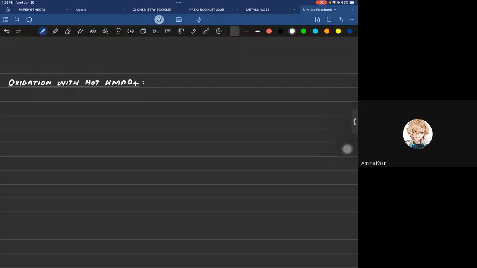So in oxidation with hot KMnO₄, the condition would remain the same. We would be using the same reactant and the same oxidizing agent, but we are providing heat.